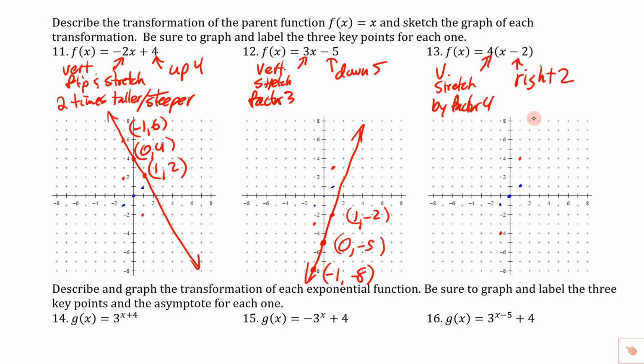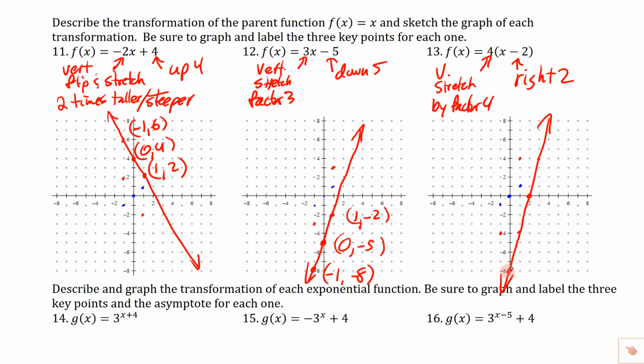And then we're going to move it to the right 2. So we're going to go 1, 2. So here's like that middle part. And then again, we're going to go over 1 and up 4. We're going to go back 1 and down 4. So here's what the graph would look like. Make that nice and straight. Looks pretty good. Arrows on the end.